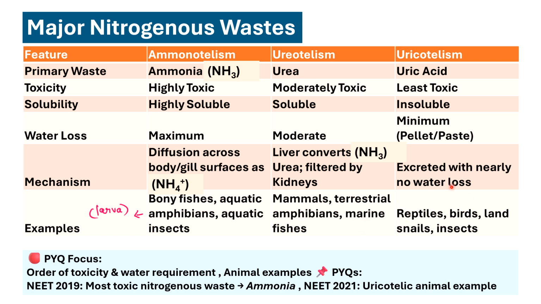Coming to uricotelism, it is excreted with nearly no water loss and it is mostly seen in reptiles, birds, land snails and insects. So here if you pay attention to the previous year questions, order of toxicity and water requirement is important, and the examples where you can find ammonotelism, ureotelism and uricotelism are very important.